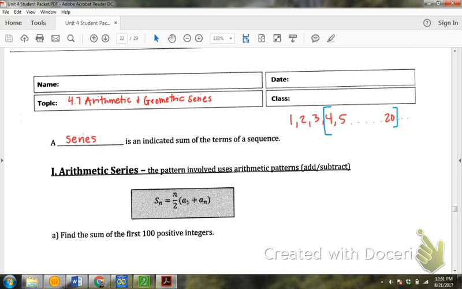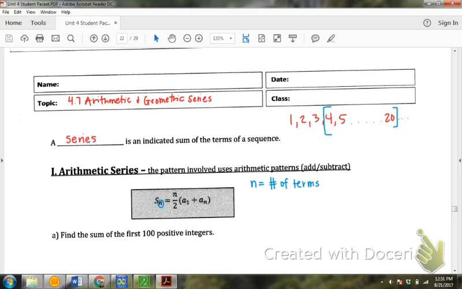All right? So it says arithmetic series, arithmetic when we think about adding and subtracting, is written by this formula up there. S sub n. So S means sum, all right? N means the number of terms. So that N, let's write that somewhere out to the side. N means the number of terms. So how many terms are there? Number of terms. So how many numbers are you adding together?